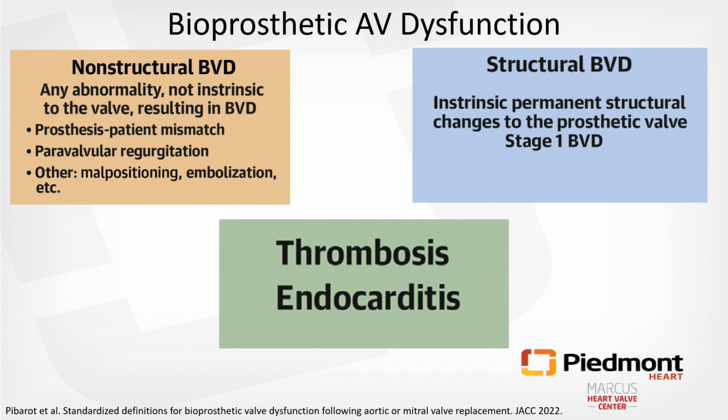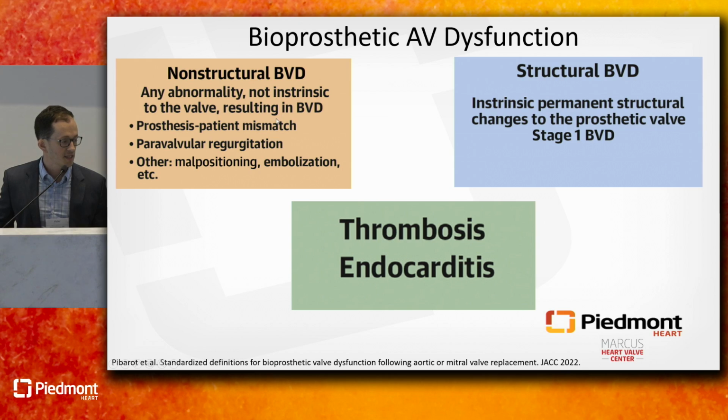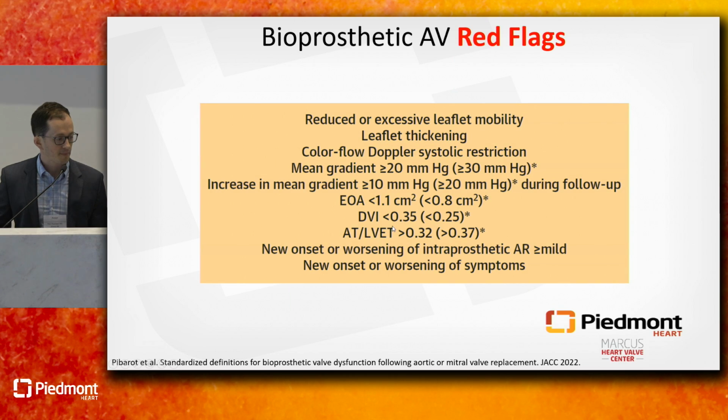They really grouped it into 3 different categories. The first is non-structural bioprosthetic valve dysfunction, and that's divided into prosthesis-patient mismatch or paravalvular regurgitation. There's then structural bioprosthetic valve dysfunction, and that's actually intrinsic permanent structural changes to the prosthetic valve. And then finally, the third category is thrombosis or endocarditis.